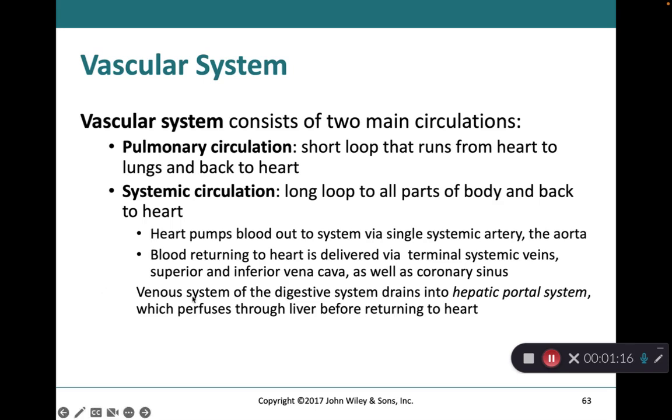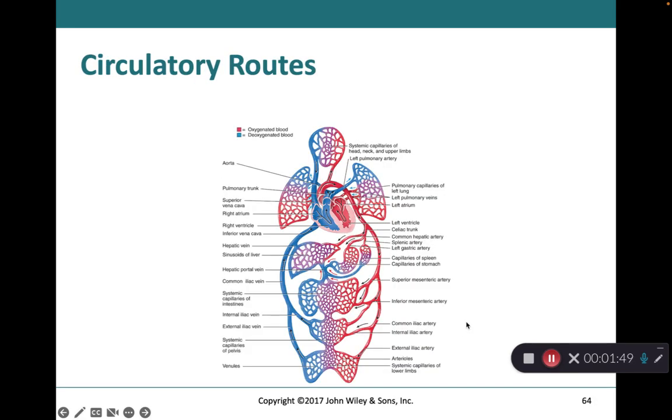Going into the heart, the main major veins are the superior and inferior vena cava, and the coronary sinus, which brings blood back from the heart wall itself. Superior vena cava brings blood back from everything above the diaphragm, and inferior vena cava everything below. And then the venous system of the digestive system drains into the hepatic portal system, so this perfuses or goes through the liver before returning to the heart.